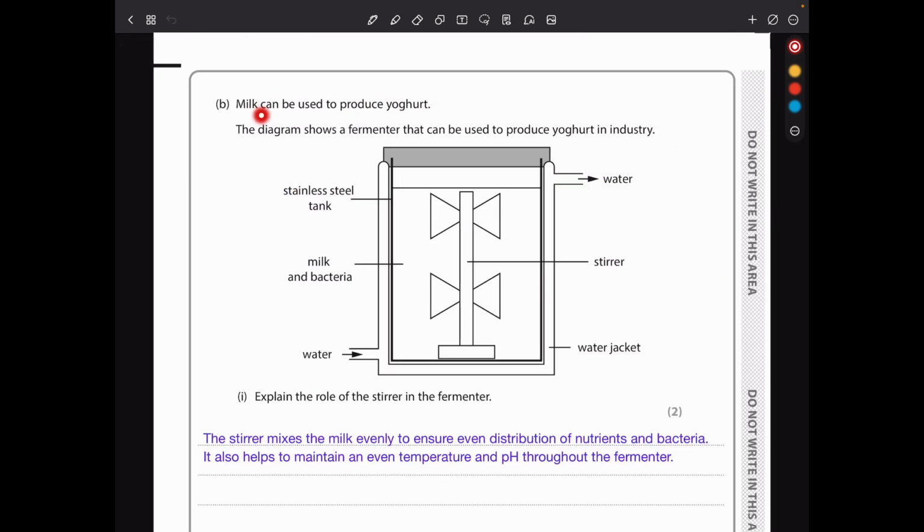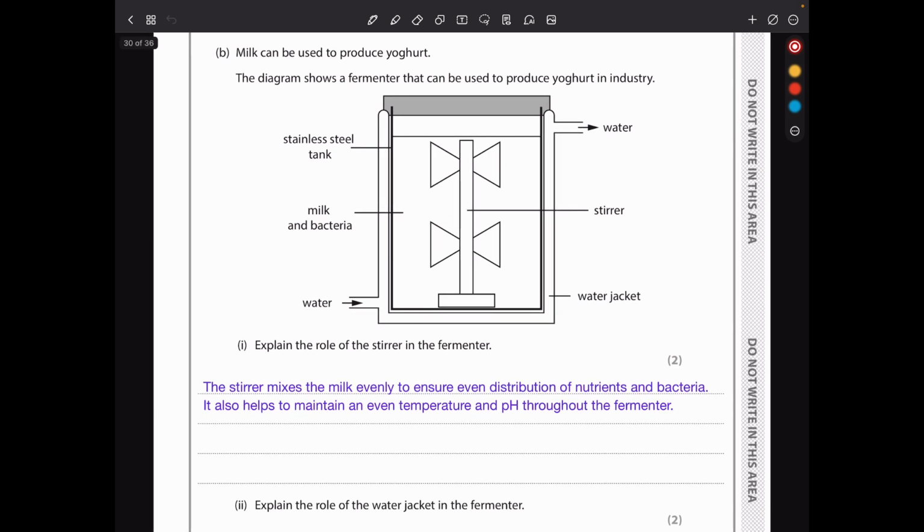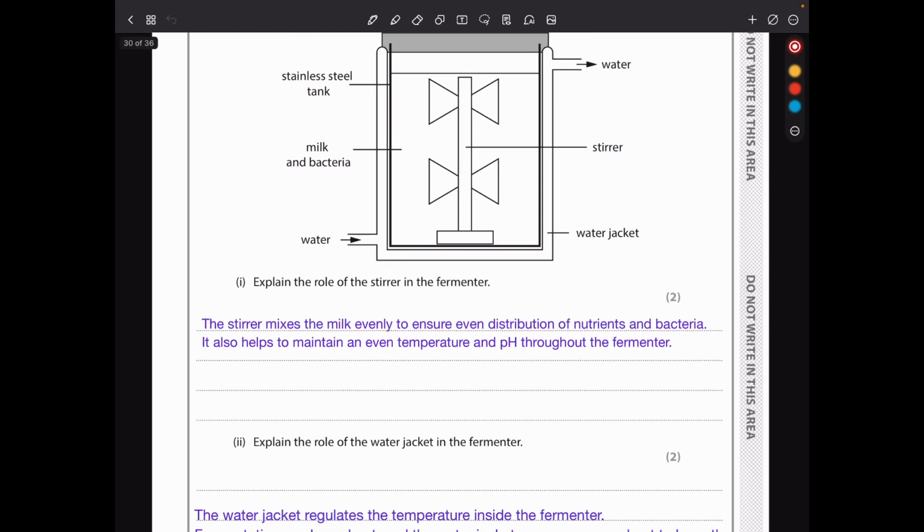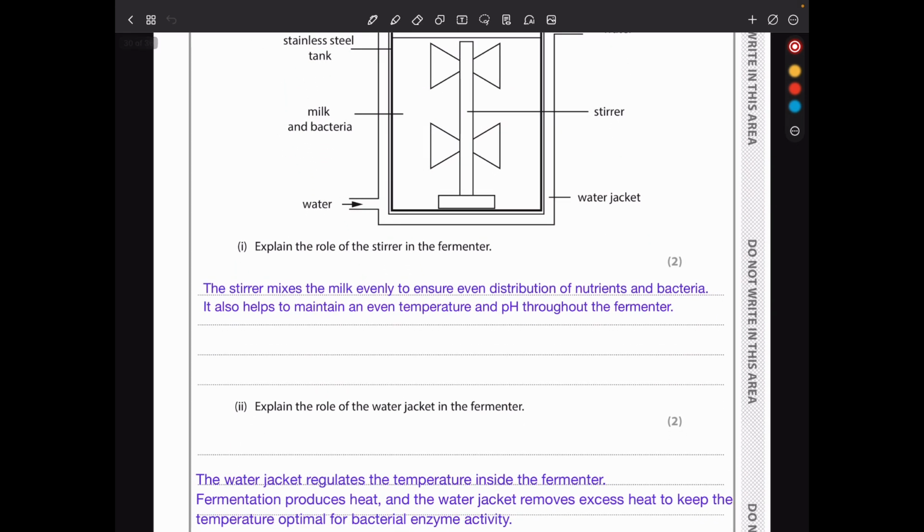In part B, they say milk can be used to produce yogurt. The diagram shows a fermenter that can be used to produce yogurt in industry. So we can see there is a cooling jacket. Water comes in to cool and maintain the temperature. There is a stirrer for even distribution of heat, of the nutrients as well as the bacteria, and of course agitating the milk. And here they say explain the role of the stirrer in the fermenter.